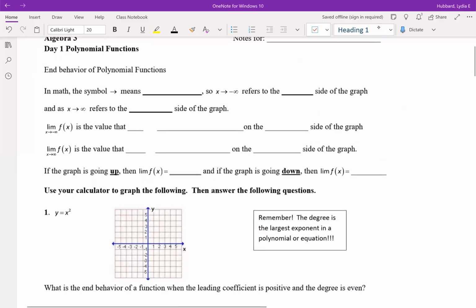Okay, hello everyone. I'm going to go ahead and record this lesson, so hopefully you can figure out what's going on. So we're going to start with end behavior of a polynomial function.